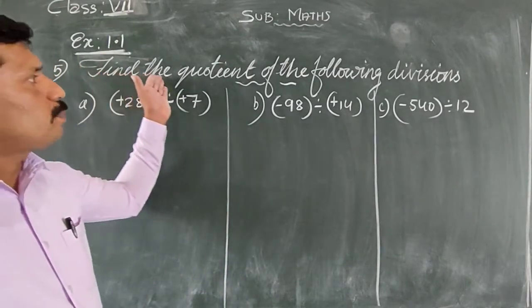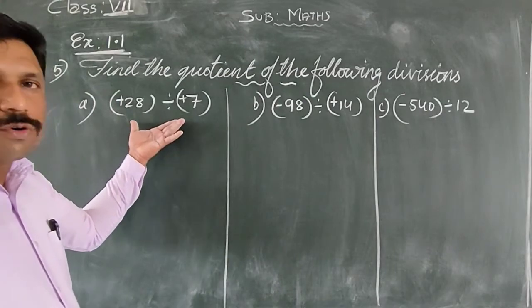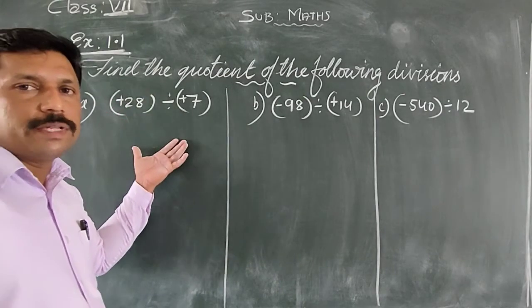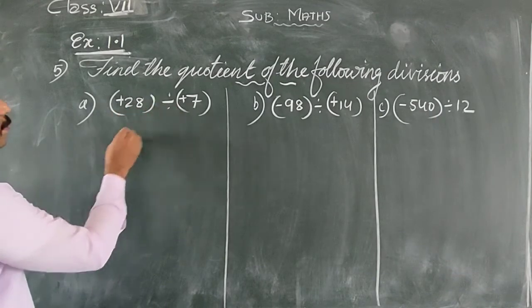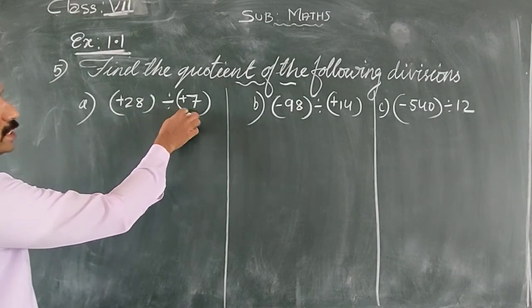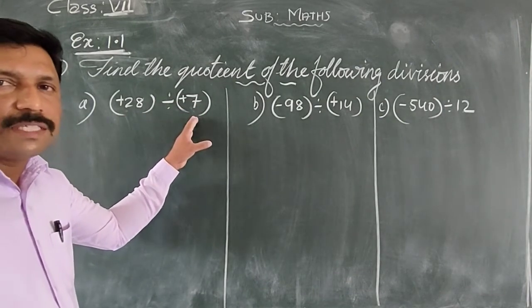Question number 5 is: find the quotient of the following divisions. Here we have to find the quotient, meaning after dividing we have to find the answers. So here the first is positive 28 divided by positive 7. Both numbers are positive. You know that 28 divided by 7 is 4.